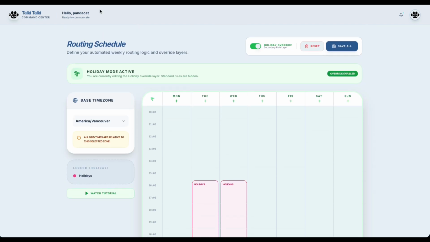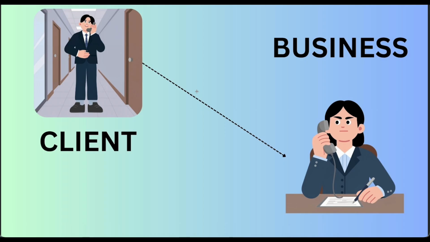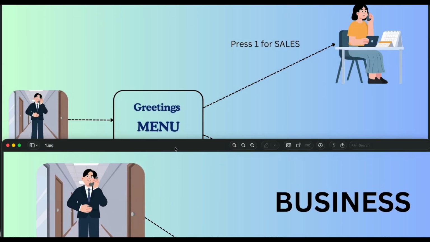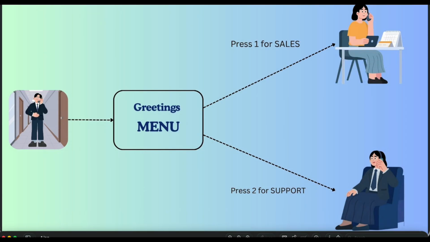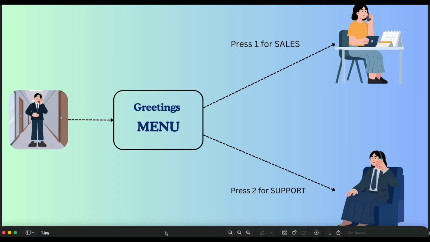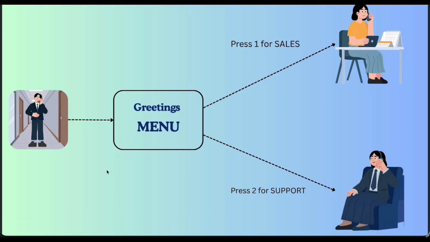To visually explain how this system is different than your regular landline: in a regular landline, your customer calls your number and you pick up the phone and talk to your client. However, in a phone system like Talki Talki, you have the option to create a path for your client's call. In such an example, your client calls your number.